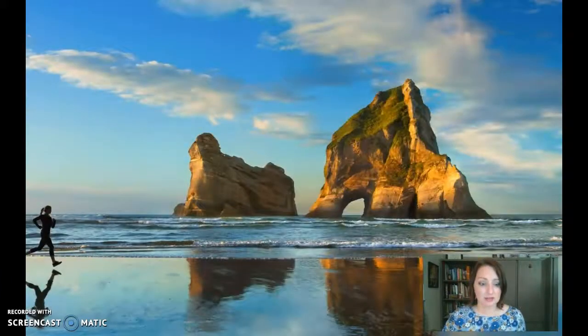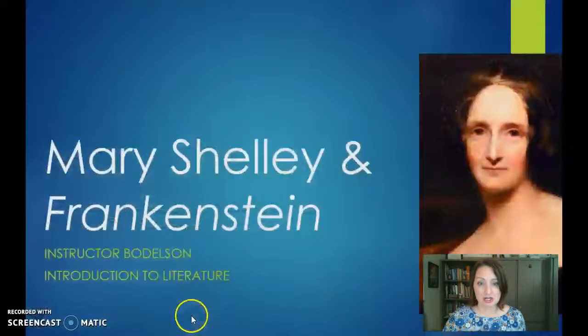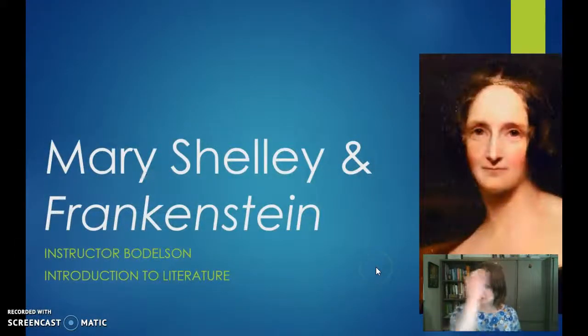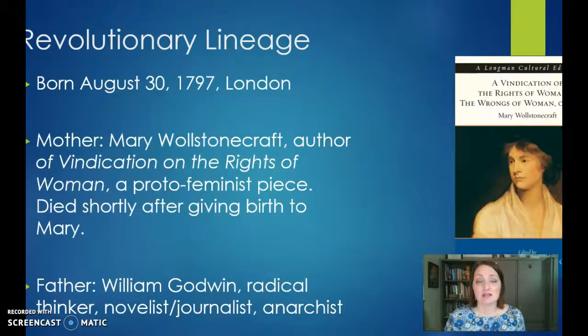I'm going to pull up my Mary Shelley. I want to tell you a little bit about Shelley and her life. So Mary Shelley is the child of revolutionary people. She is the daughter of Mary Wollstonecraft, who wrote A Vindication of the Rights of Woman. She was a feminist before feminism was actually named. And her father, William Godwin, was a radical thinker. He also wrote, and he was considered an anarchist by some in his time.